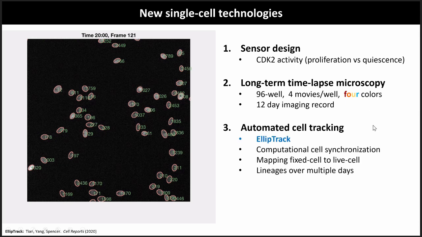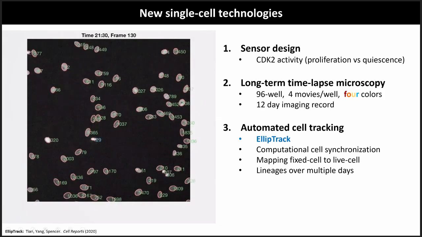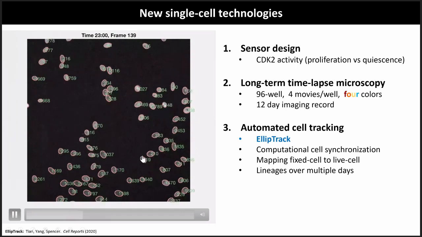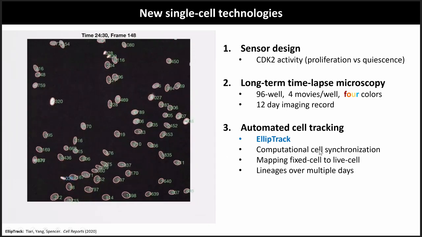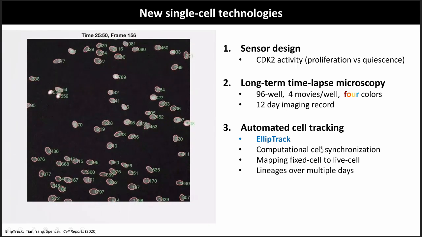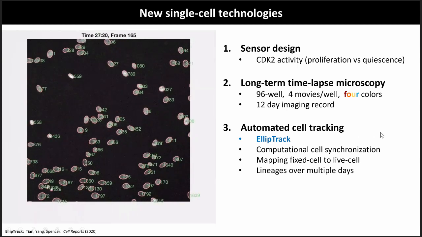Of course, this generates a ton of data, so we've also invested in automated cell tracking, and we have a new cell tracking pipeline that just came out last year called EllipTrack, which is a machine learning-based cell tracking pipeline that is optimized for these high-throughput, multicolor, long-term time-lapse movies of hard-to-track cells. And here's an example of melanoma cells being tracked by EllipTrack. So each nucleus is fit with an ellipse, and this allows us to handle cell-cell overlap, which is a real problem with cancer cells.